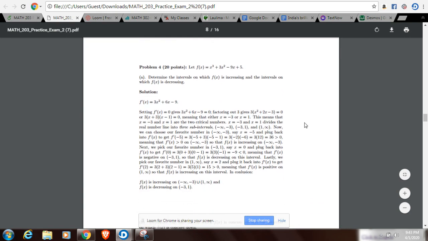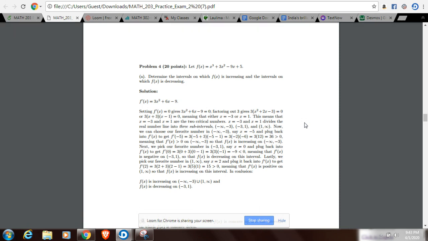Okay, now let's go down to the function x cubed plus 3x squared minus 9x plus 5. We're going to determine the intervals on which f of x is increasing and the intervals on which it's decreasing. So again, we differentiate, factor, and we get these critical numbers, negative 3 and 1. We have three subintervals now: negative infinity to negative 3, negative 3 to 1, and 1 to infinity.